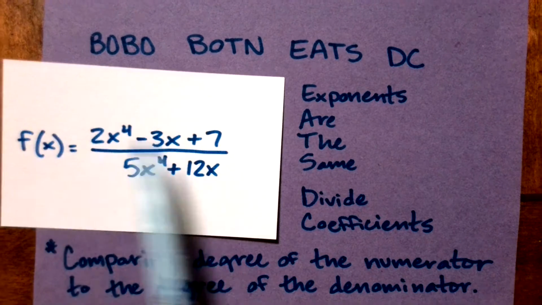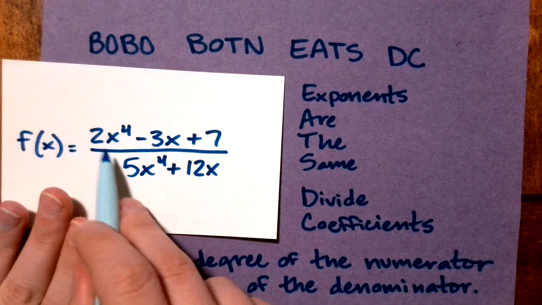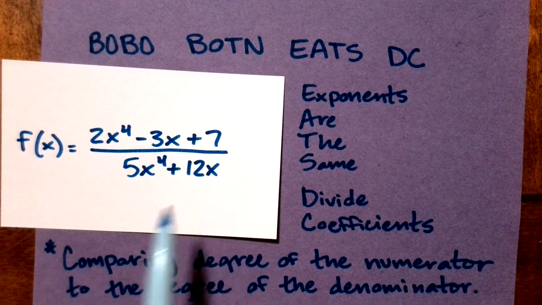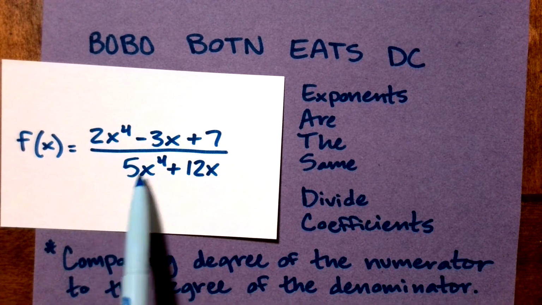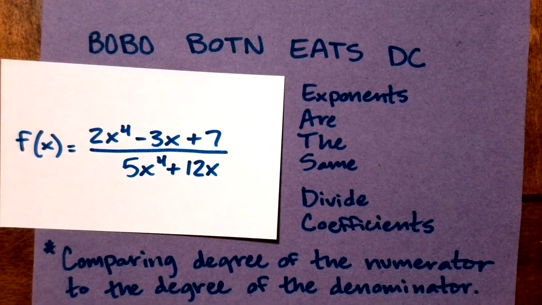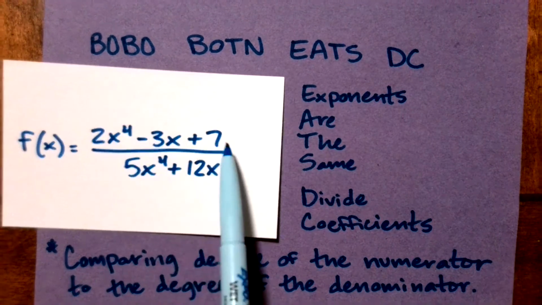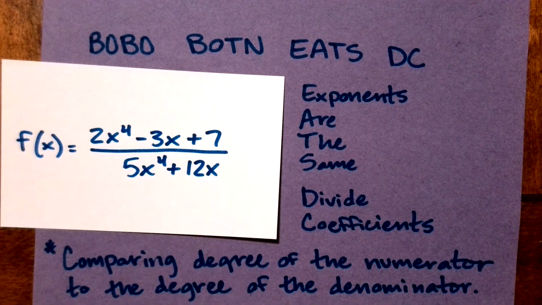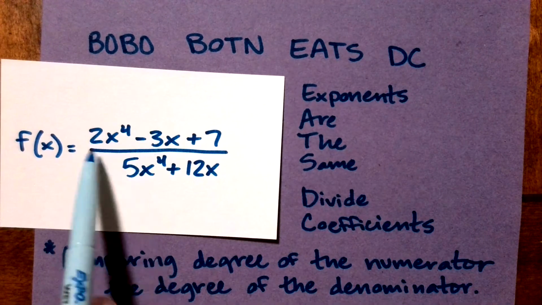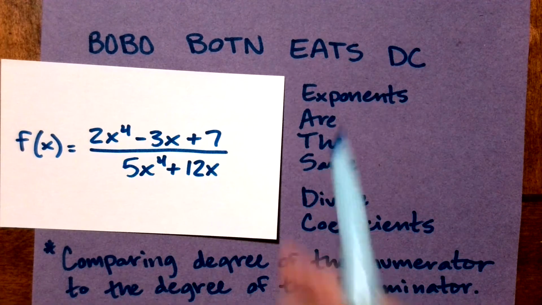Where they could trick you on this type of problem is if maybe they weren't in descending order. So be careful that you have the highest power that you're looking at the coefficients, or even just in deciding your BOBO BOTN EATS DC, because if it's not in descending order and your x to the 4th is like over here, then you might miss it if you're just looking at the first term. So not always the first term, but look for that term of highest degree when we're comparing degrees.